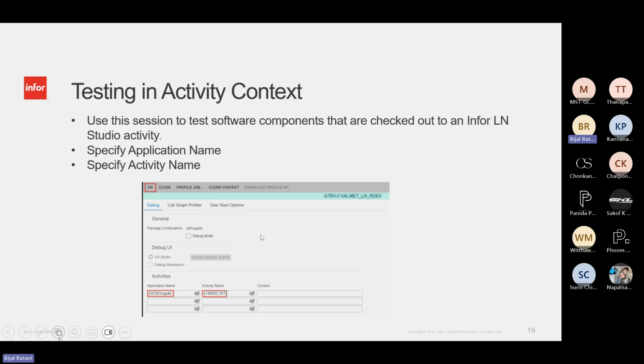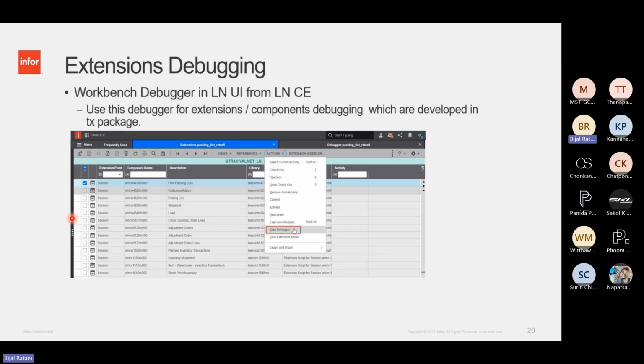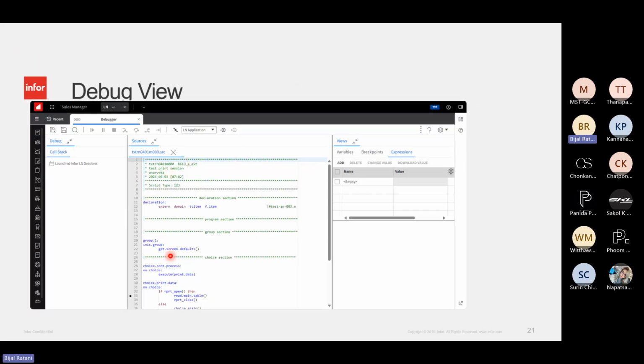So the first step here is to take your activity context, whatever activity you're developing. You can do that by opening debug and profile session, and setting your application and your activity name. Now how to debug that, we will see. This is for extension, like how you want to start debugging an extension. But in case we don't have an extension right now, we only have LN Studio components, so how to debug LN Studio components, that we will see. This will be your debug view. This is the code that you see and you can debug step by step.